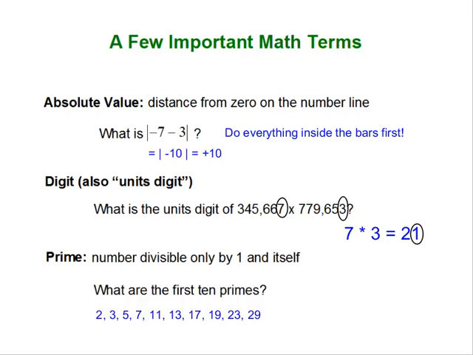All right, also, notice that 2 is the only even prime, the only one. Higher even numbers are all divisible by 2, so they have a factor other than themselves and 1.